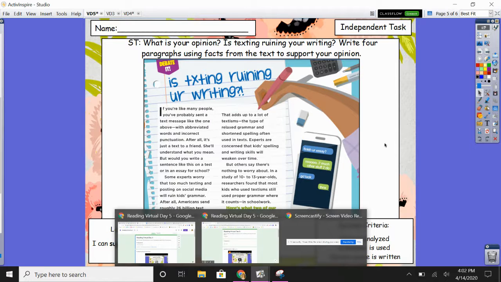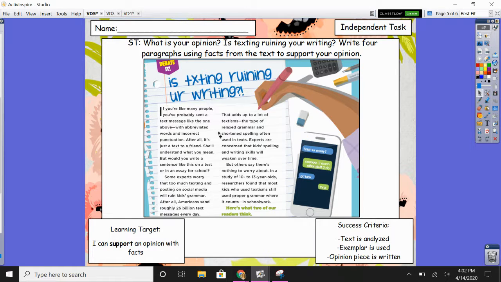And then the next thing you're going to do is write about your opinion. I'm going to go over this slide before I go to the form. So we are asking the question, just as it says at the title, is texting ruining your writing? I want you to write paragraphs using facts that are in here to support your opinion. If you just tell me yes or no, you didn't do the job that Katie and Gabriel did yesterday.